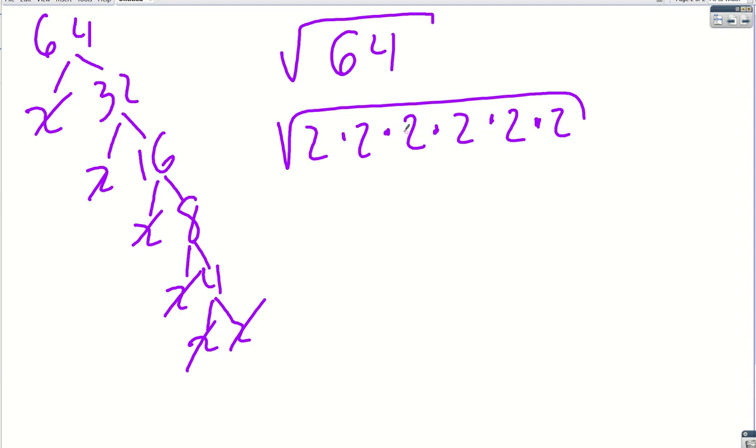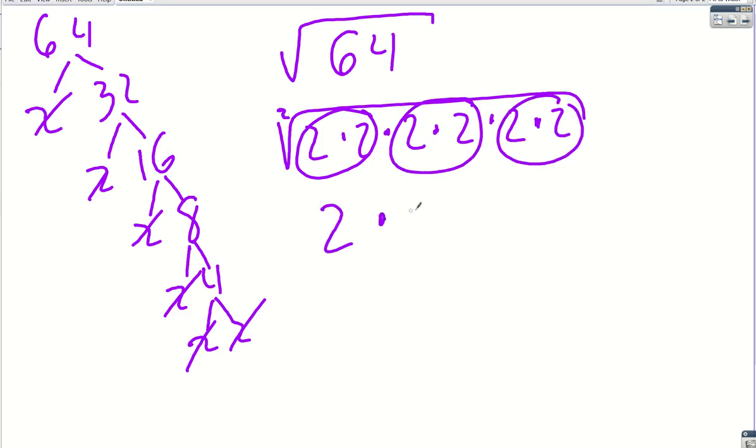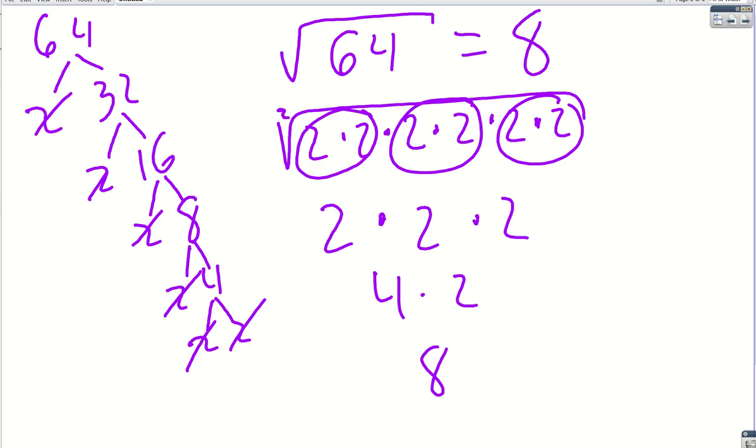And let's just double check. 1, 2, 3, 4, 5, 6. There's no number in front of this radical, which means I have to write 2, which means circle the pairs. So there's a pair, there's a pair, and there's a pair. So what the square root of 64 really is 2 times 2 times 2, which is 4 times 2, or 8. So the square root of 64 is 8.